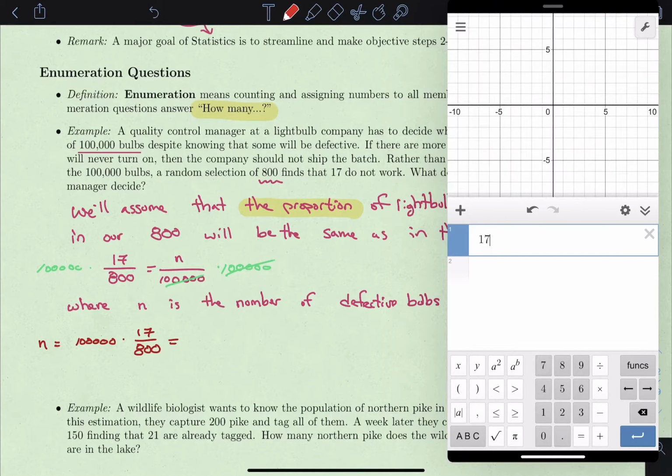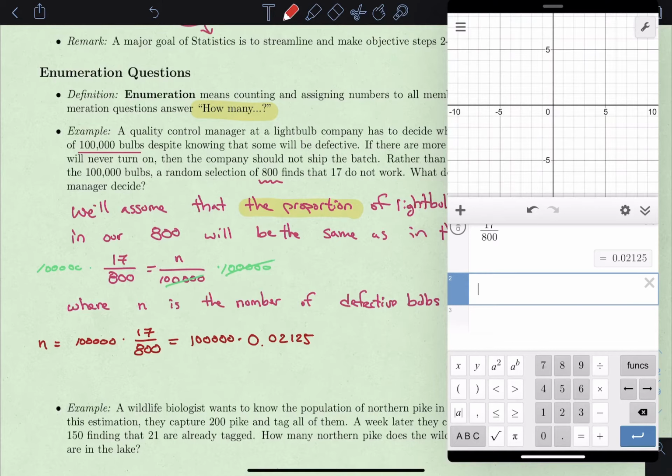Let's show that 17 divided by 800 is 0.02125, and then we can multiply that by 100,000. Multiplying by powers of 10 just moves the decimal place over, but we can type it into the calculator for certainty.